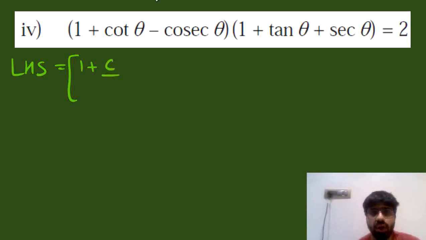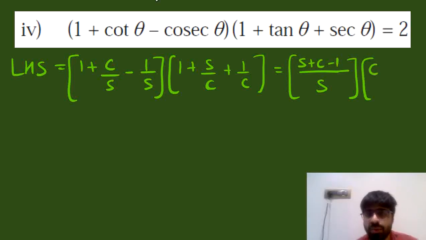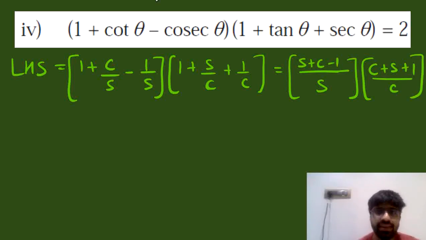So 1 plus cot theta, cot would be cos upon sine, minus cosec would also be 1 upon sine, into 1 plus tan theta plus sec theta. So that is 1 plus sine by cos plus 1 upon cos. Let us simply take the LCM of these numbers. So in the first bracket, we will have the common denominator as sine, and in the numerator, it would be sine theta plus cos theta minus 1. And then in the second bracket, it would be cos theta plus sine theta plus 1 divided by cos theta. I think I can treat sine theta plus cos theta as one term. So here also I'll write the first term as sine theta plus cos theta.